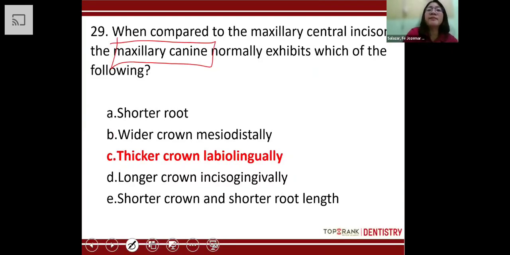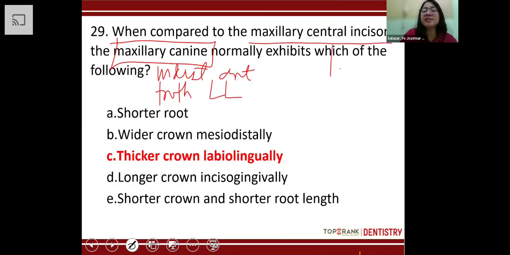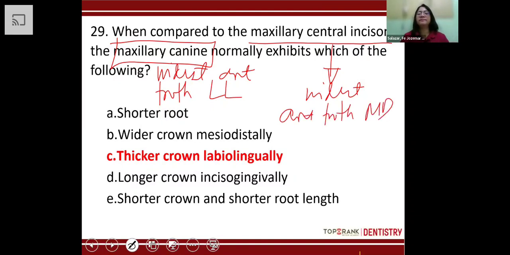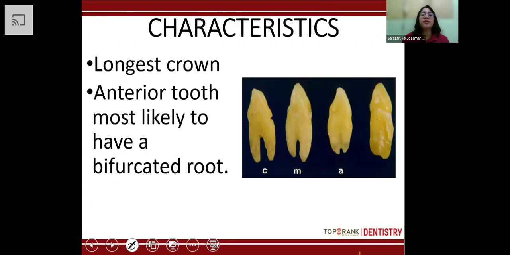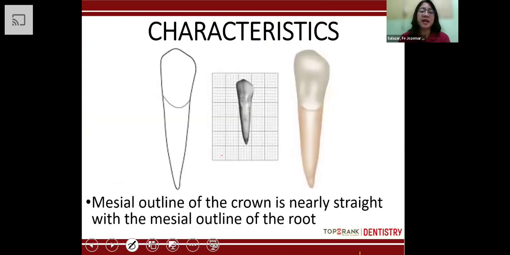Again, maxillary canine is the widest anterior tooth labiolingually, while the maxillary central incisor is the widest anterior tooth mesiodistally. Okay, so that's the difference. Now, let's move on to your mandibular canine. It has the longest crown, and if there is an anterior tooth that might have two roots, an anterior with a bifurcated root, that's your mandibular canine.